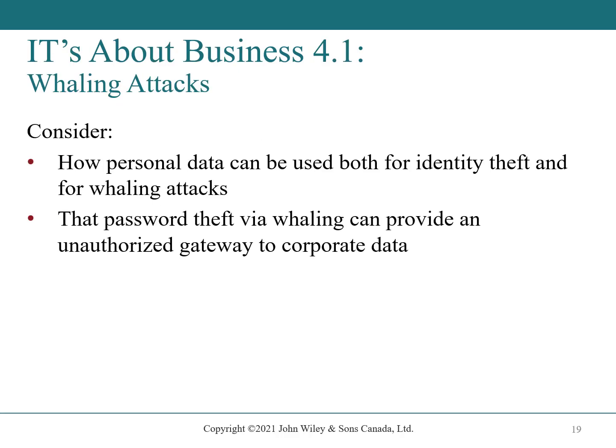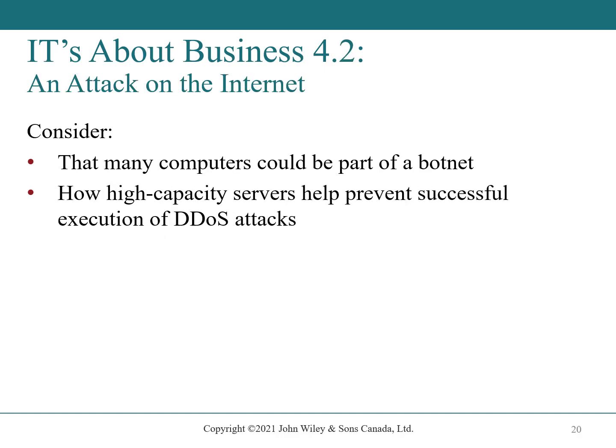It's About Business 4.1, whaling attacks. What we want you to consider here is how personal data can be used both for identity theft and for whaling attacks, and that password theft via whaling can provide an unauthorized gateway to corporate data. It's About Business 4.2, an attack on the internet. Here we want you to consider that many computers could be part of a botnet and how high-capacity servers can help prevent successful execution of DDoS or distributed denial of service attacks.